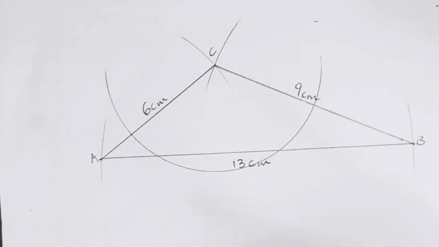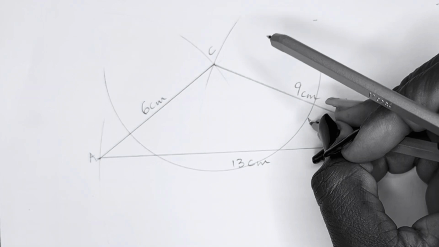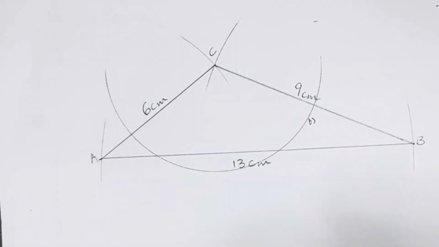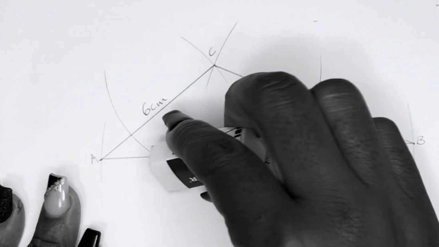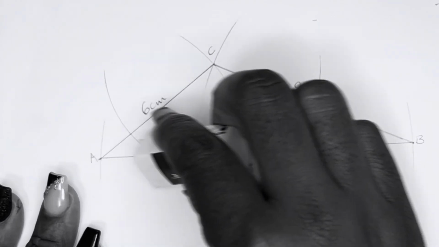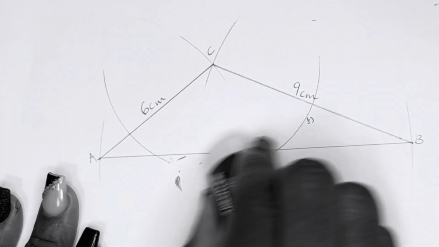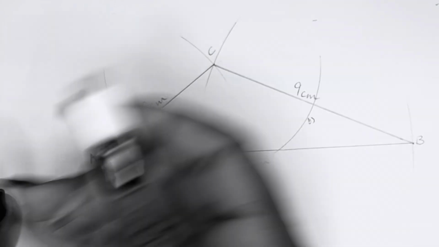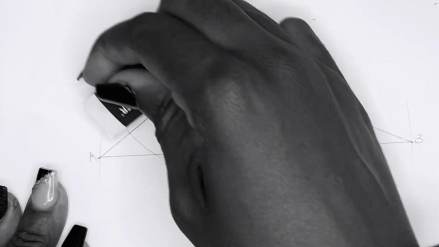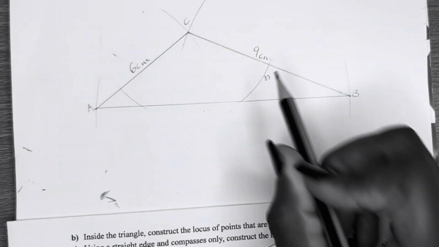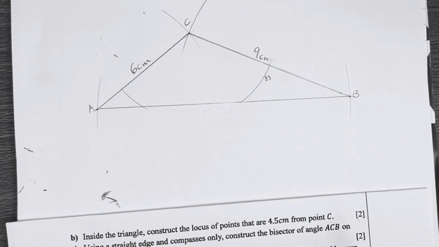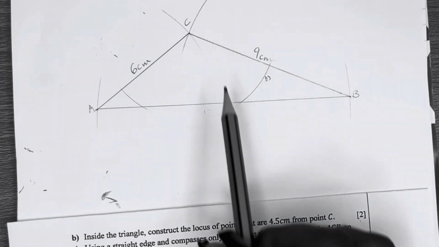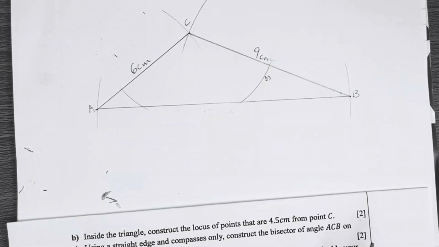But before we continue, we'll say this is our answer to B. And we are going to clean it up because we don't need this part. Remember this is construction, and I'm going to erase the 13 and rewrite it again. If it's construction and you end up constructing, ABC is your plot. So we have our solution to B. We have constructed a locus of points that are 4.5 centimeters from point C.